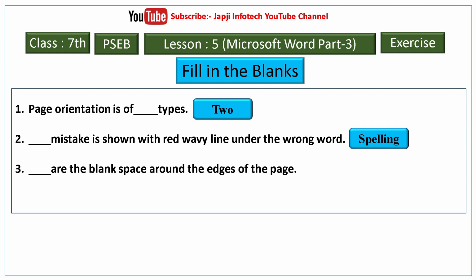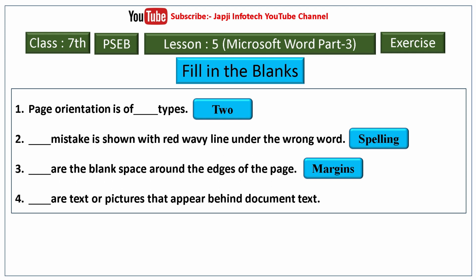And the third one is, dash are the blank space around the edges of the page. And the right answer is, margins are the blank space around the edges of the page. And the fourth one is, dash are text or picture that appear behind document text. And the right answer is, watermarks are text or picture that appear behind document text.